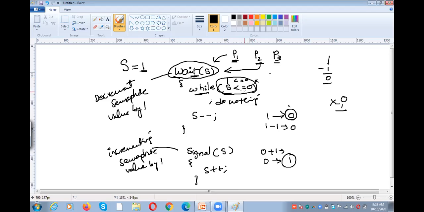It needs to check the condition. If the semaphore value is 1, then we can decrement it to 0. If the semaphore value is 0, we cannot perform the wait operation, because the process cannot decrement 0. So all the processes have to wait until the first process performs the signal operation. After using the critical section, the process will perform the signal operation so that the value is incremented by 1, and now the semaphore value is 1. So these are the two operations we can perform on the semaphore.